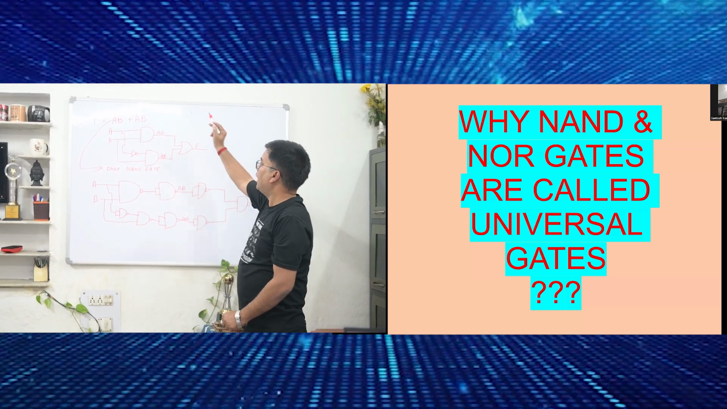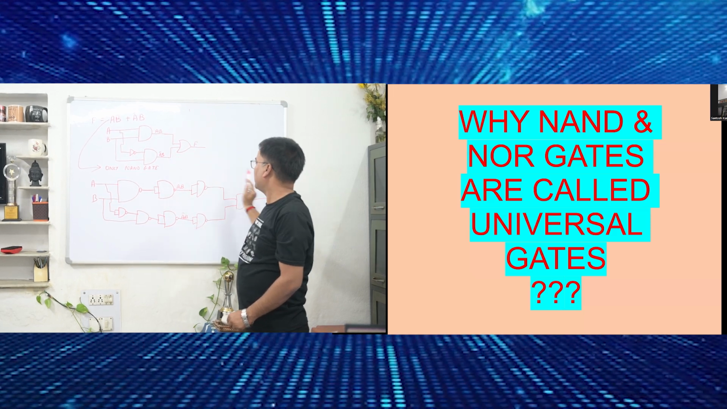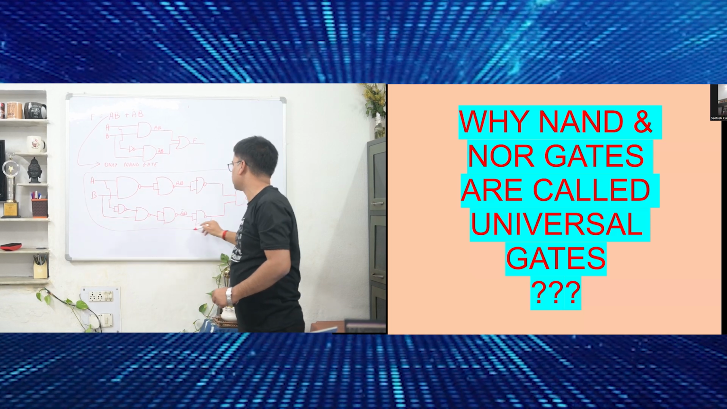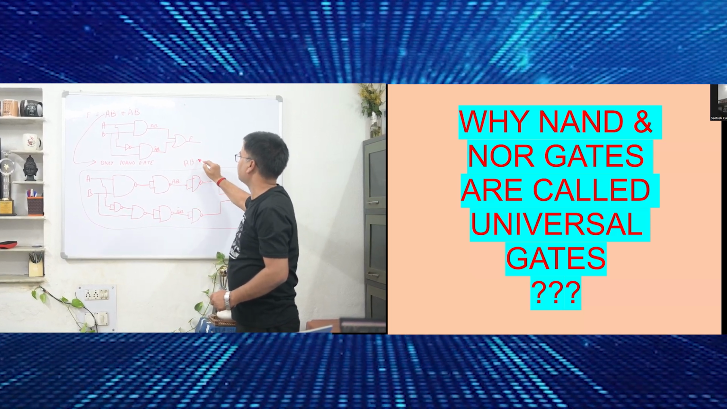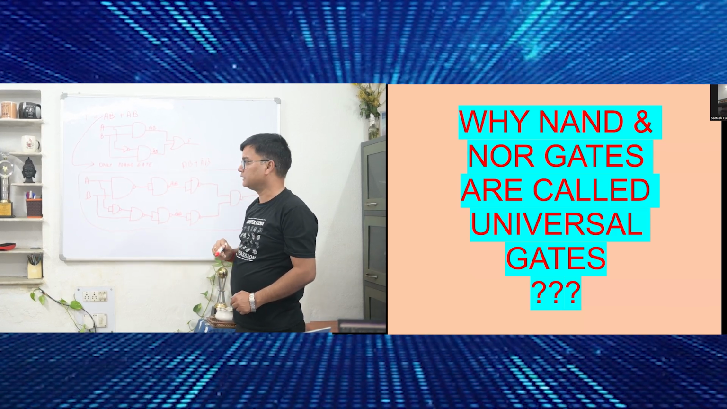So what you saw, I needed an AND gate, I needed an OR gate, I needed the NOT gate. I did not have anything. Using only NAND gate, I was able to draw the logic circuit for AB plus A bar B. Does it make sense? Yes.